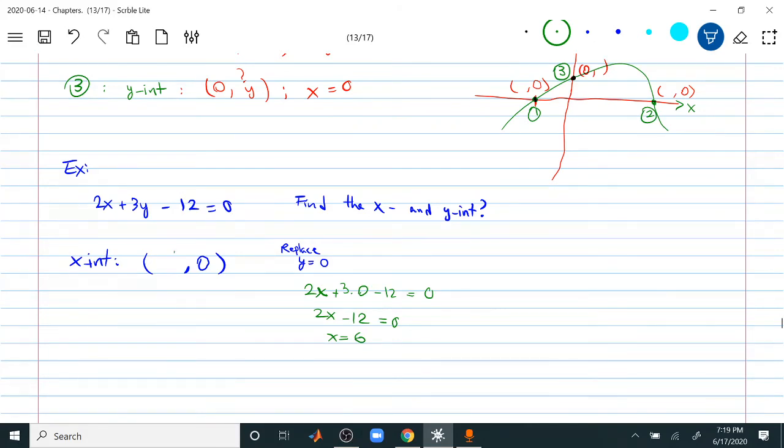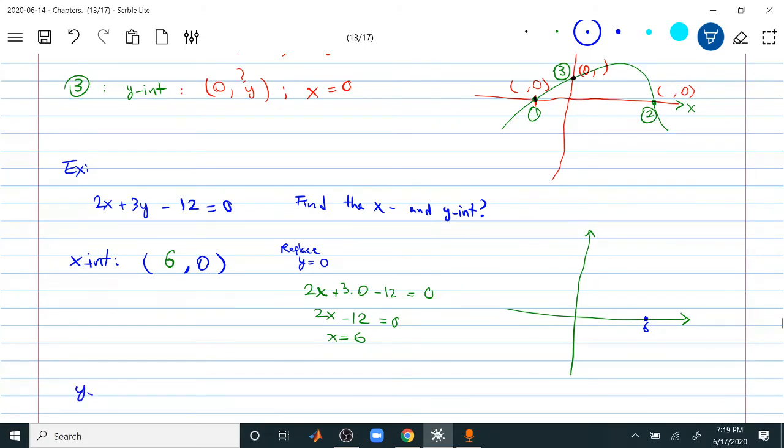So what did we learn? We learned that the x value must be 6. So I found the x-intercept. That means if the graph crosses the x-axis, it only crosses at this point, 6 and 0. This is the only point where the graph crosses the x-axis.